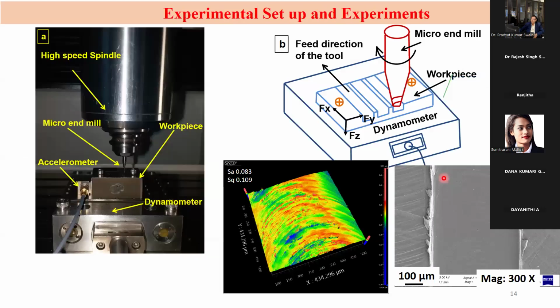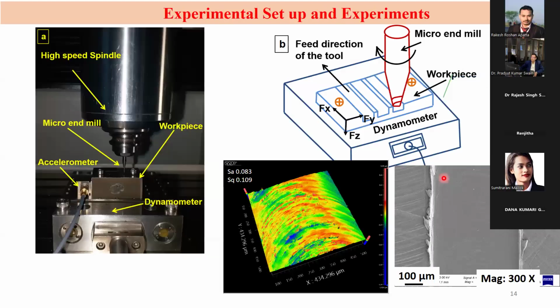Then our main work started. First, we confirmed that the coating we have done has good hardness and less coefficient of friction. Then we have to realize the size effect.